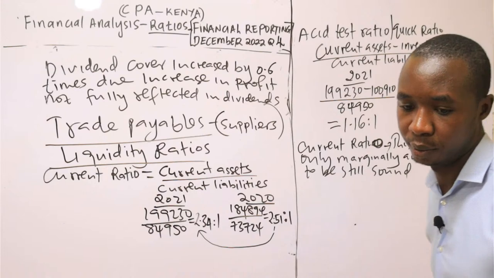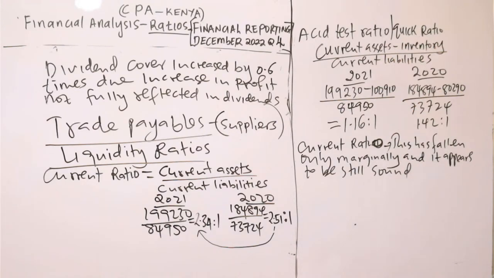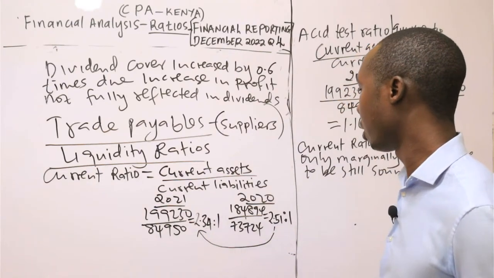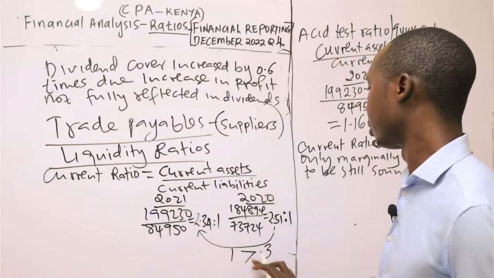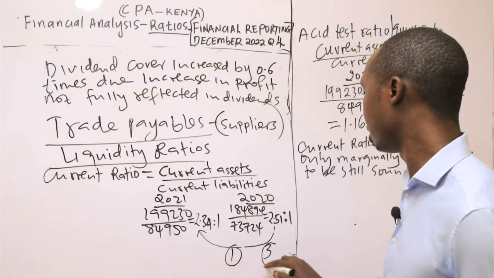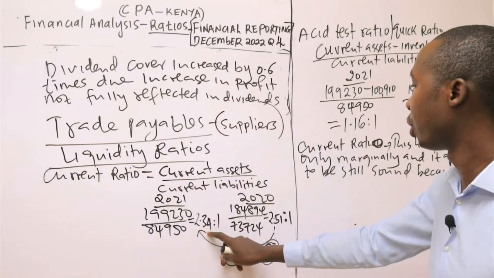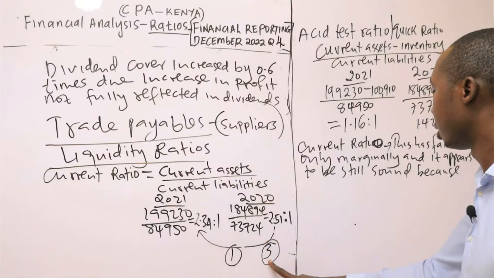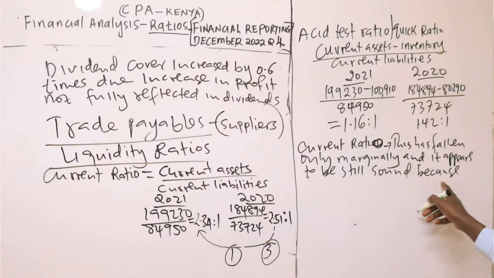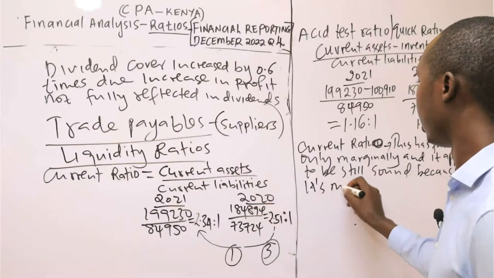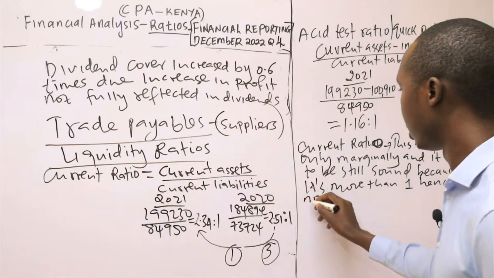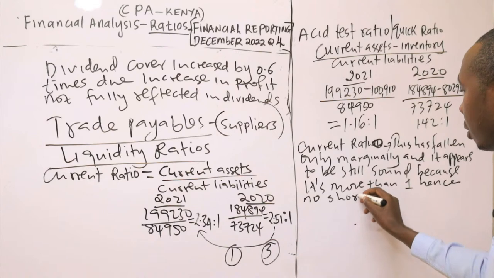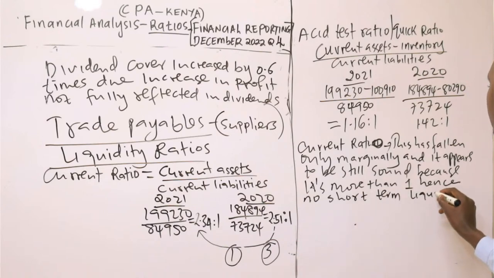Why can I say that it appears to be still sound? Remember that when the current ratio is more than one and not exceeding three, we always say that it's sound. So 2.34 and 2.51 are in between one and three. We say that it's still sound because it's more than one. Hence, no short-term liquidity concern.